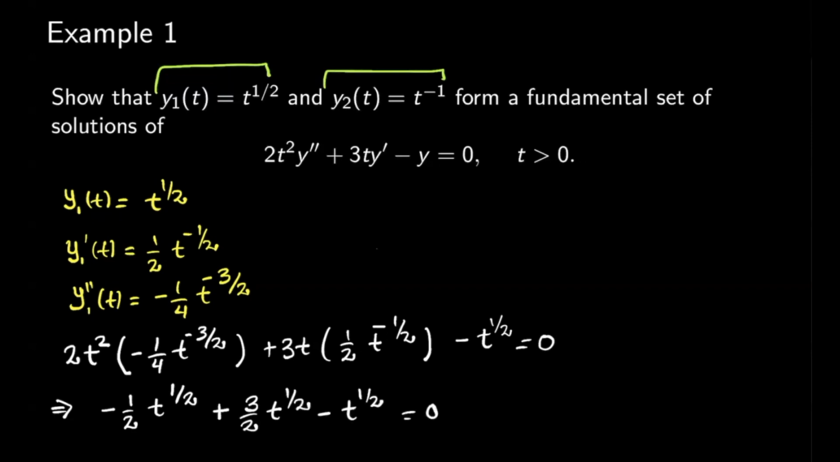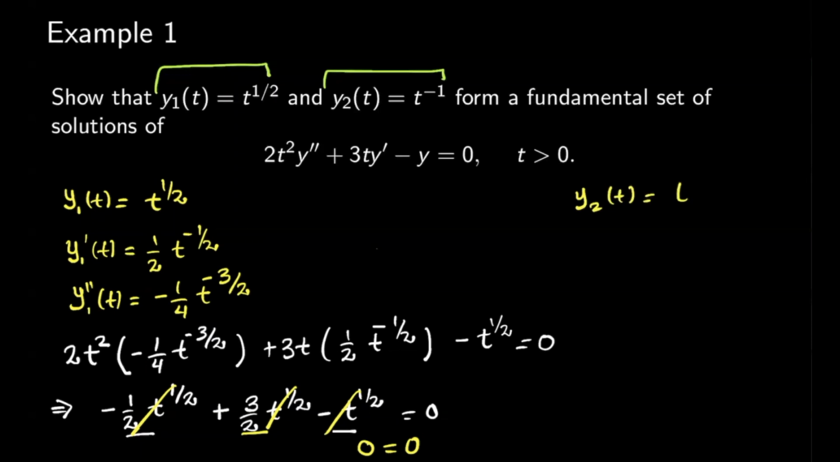As you can see, this term becomes minus 1 half, and the middle term is plus 3 half, so they cancel each other. So all these things cancel, and 0 is equal to 0. So in fact, this is a solution to our differential equation. Similarly, we will verify that y2 of t, which is t to the power of negative 1, is also a solution.